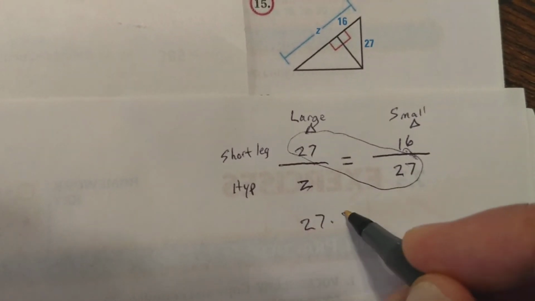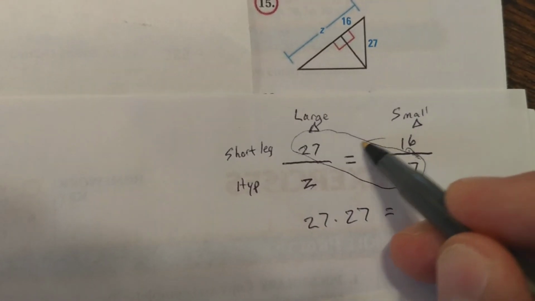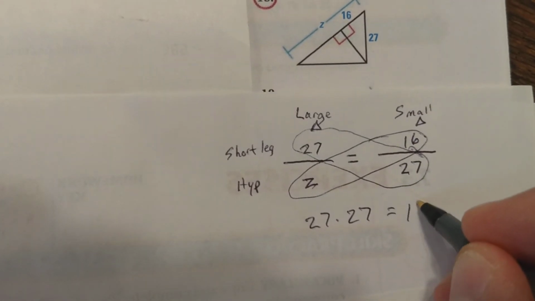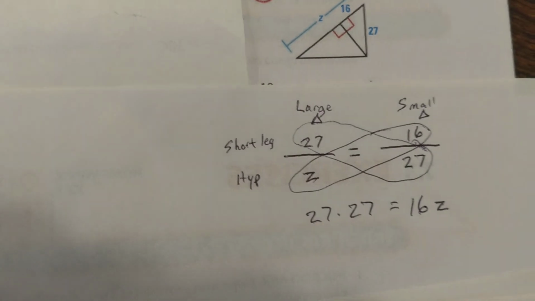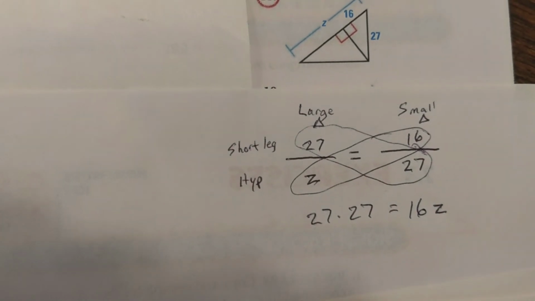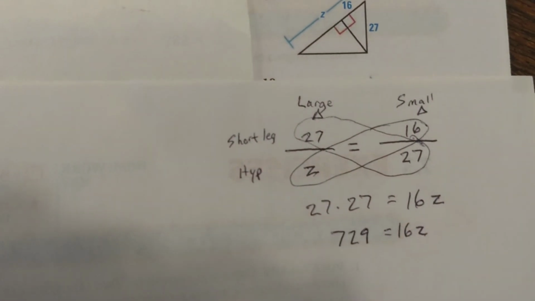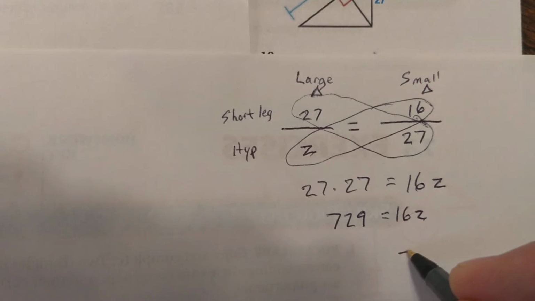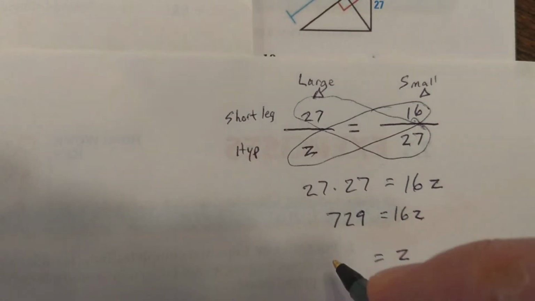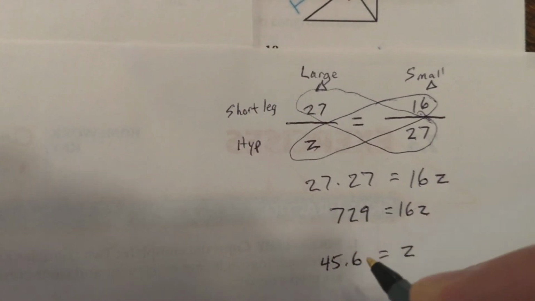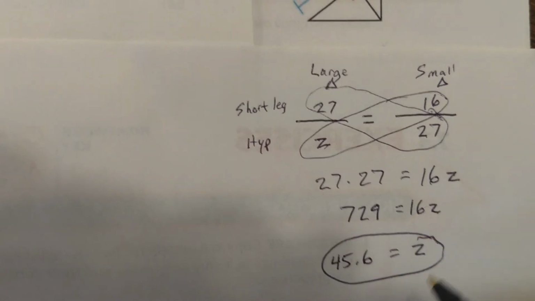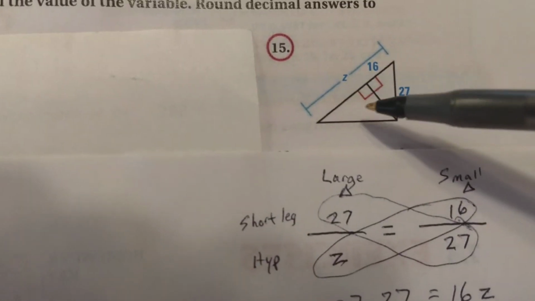So 27 times 27 is going to be the same as 16Z. 27 times 27, you can plug that in your calculator, you get 729 is set equal to 16Z, and now I can divide both sides by 16, and Z is approximately 45.6.